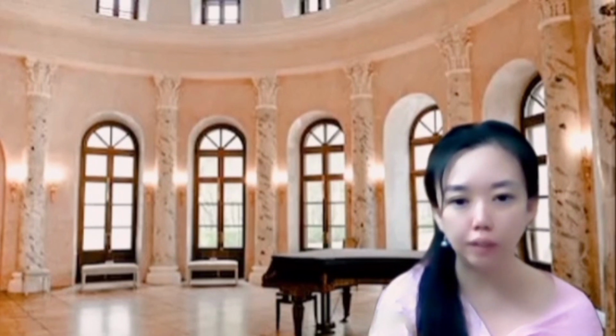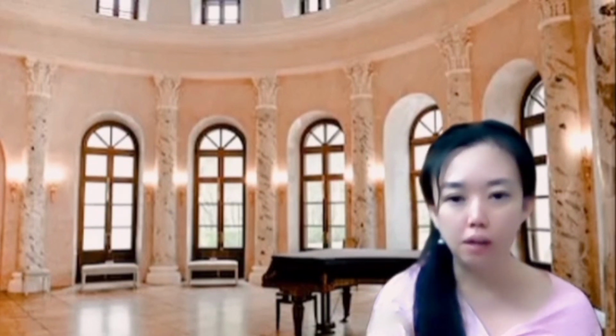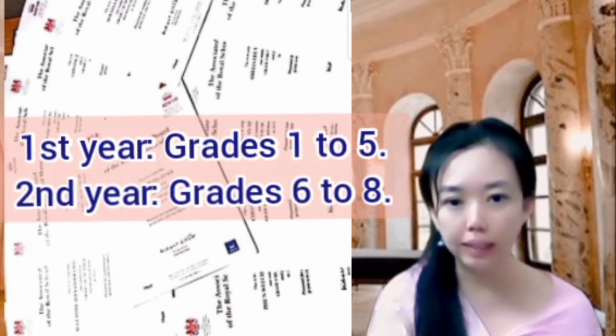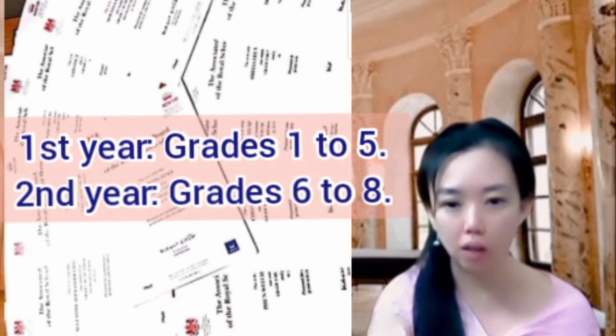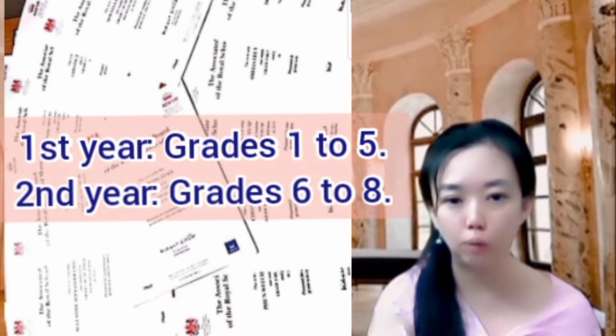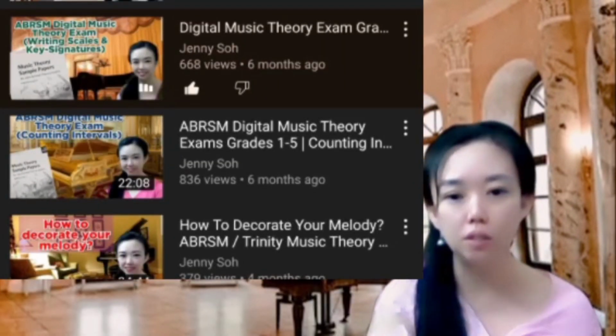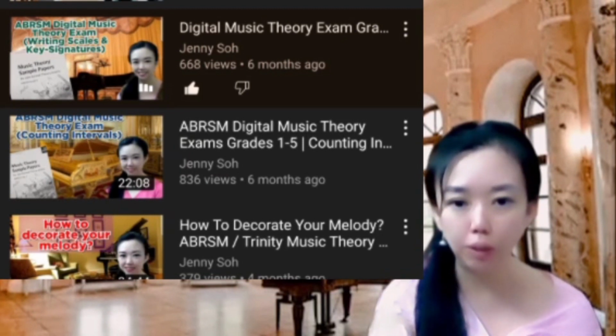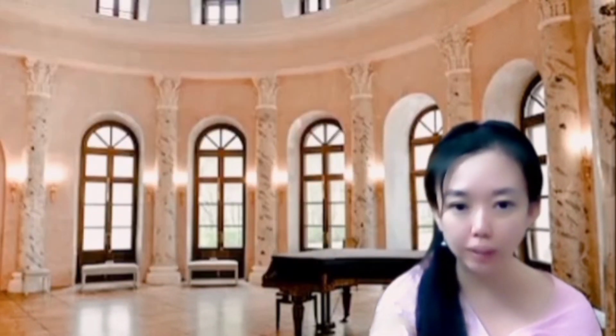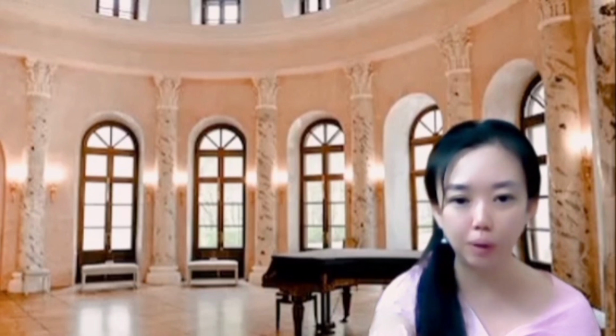We make full use of the allocated 1 hour so that everyone in group lessons is learning the same topic no matter what grade they are. That explains why our students can complete grade 1 to 5 in 1 year. In the past, I've shared how I teach the key signatures in another video. So today I want to teach something new. It's how to count the rhythm and analyze it in grade 1 to 5 music theory exams.